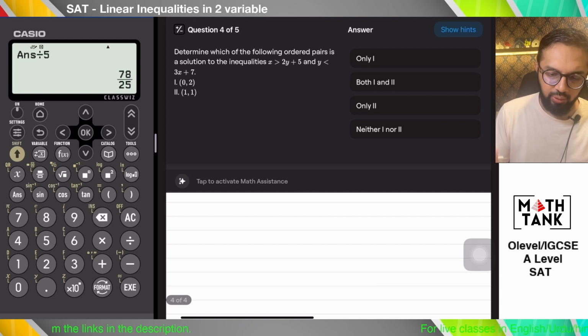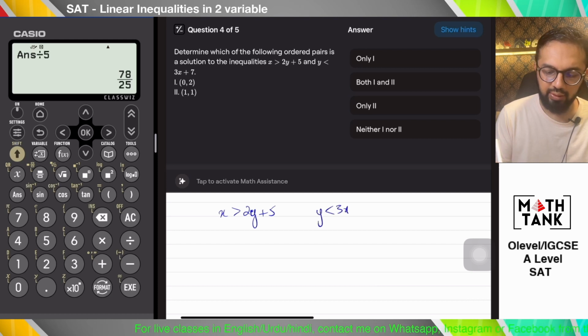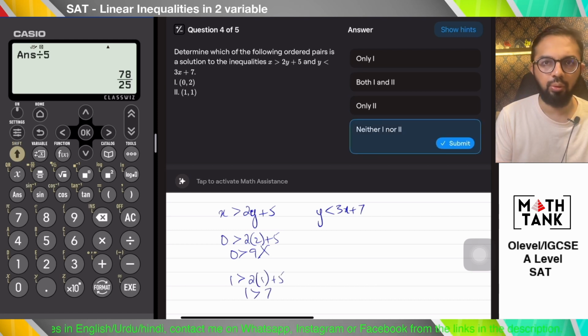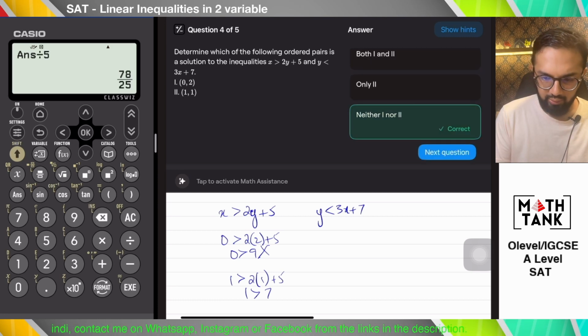Okay, determine the following ordered pairs as a solution to the inequalities. x is greater than 2y plus 5 and y is less than 3x plus 7. So I'm just going to plug in and check. So 0, 2 times 2 plus 5 is 9; is 0 greater than 9? No, that's not true. So 1 could not be the correct answer. Let's try 2. So 1 and 1. Again, that also could not be the correct answer. So neither 1 nor 2. None of these are satisfying the inequality.